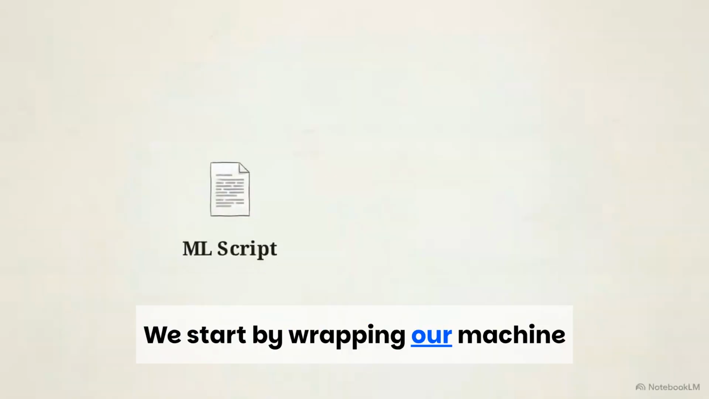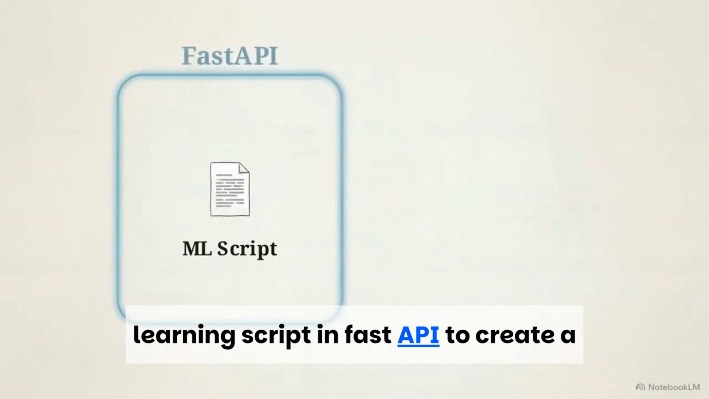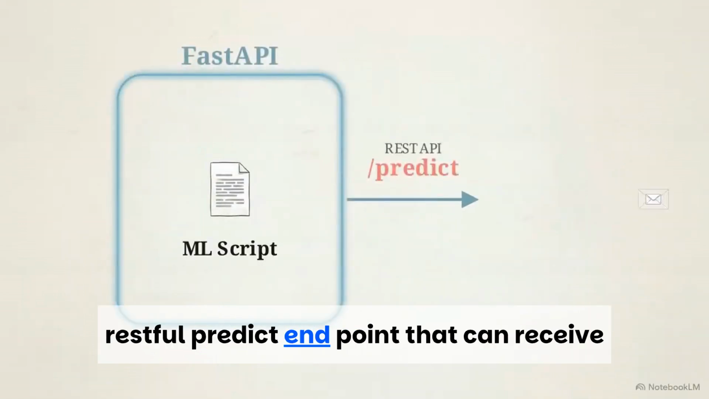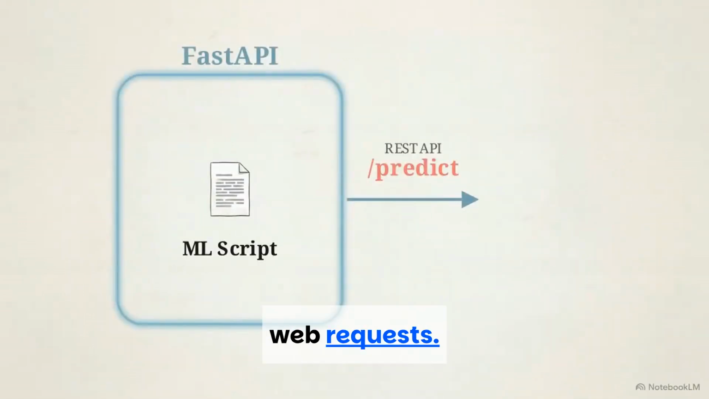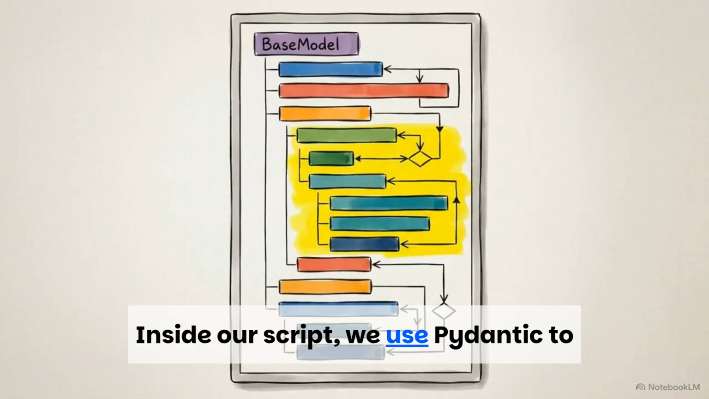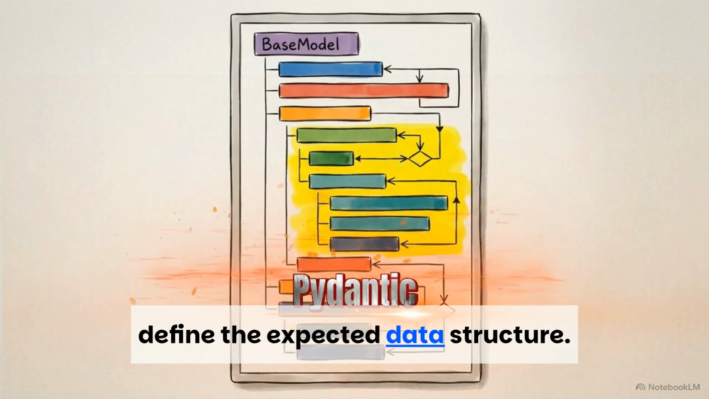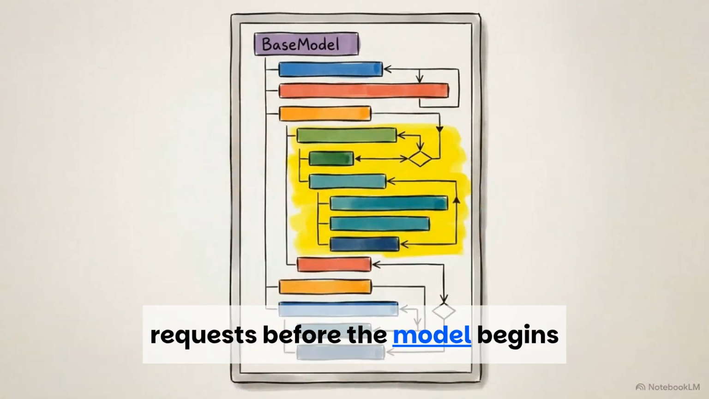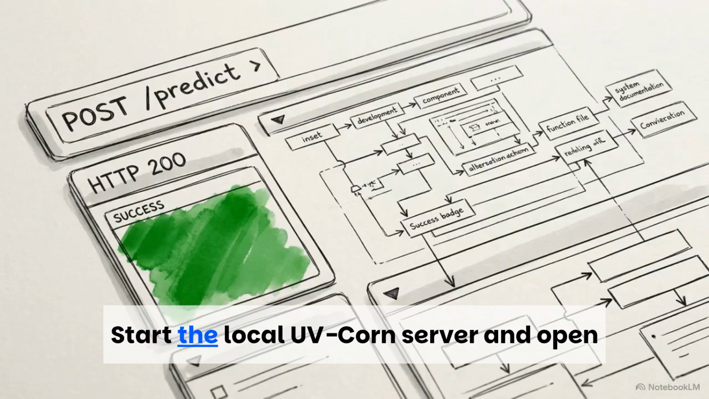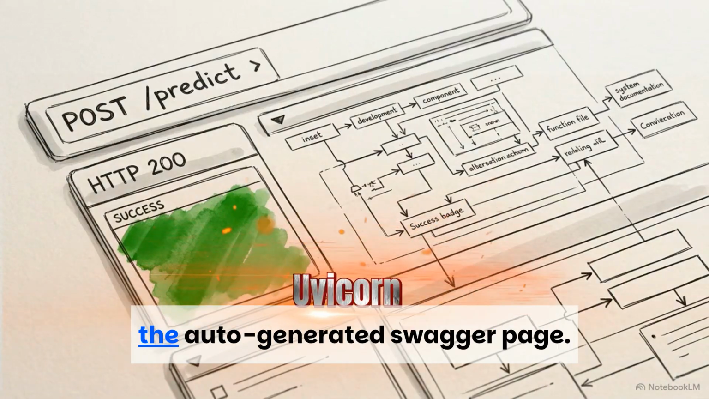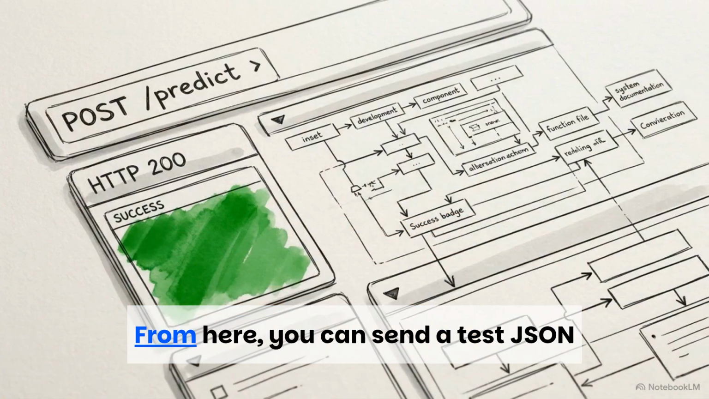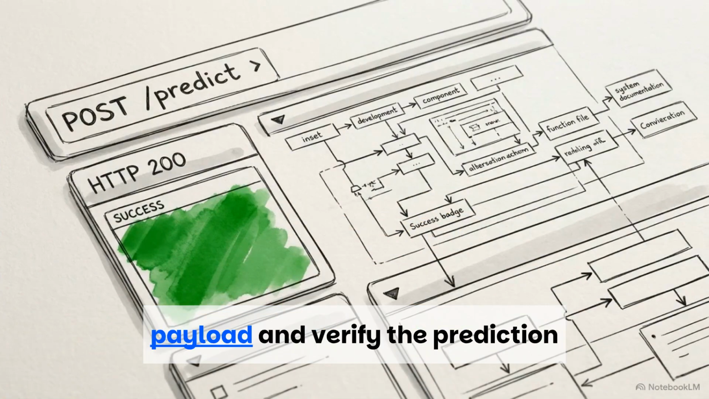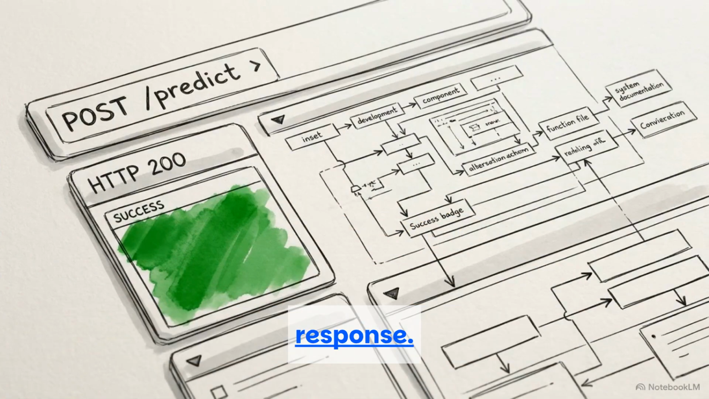We start by wrapping our machine learning script in FastAPI to create a RESTful predict endpoint that can receive web requests. Inside our script, we use Pydantic to define the expected data structure. This automatically validates incoming requests before the model begins processing. Start the local Uvicorn server and open the auto-generated Swagger page. From here, you can send a test JSON payload and verify the prediction response.